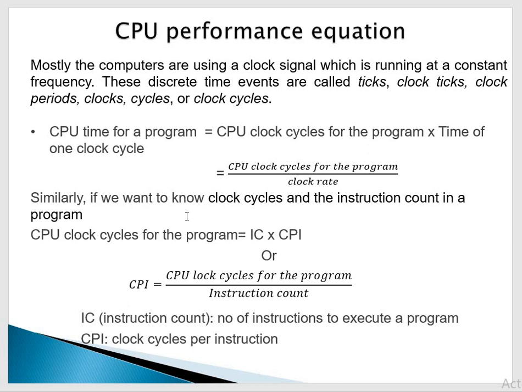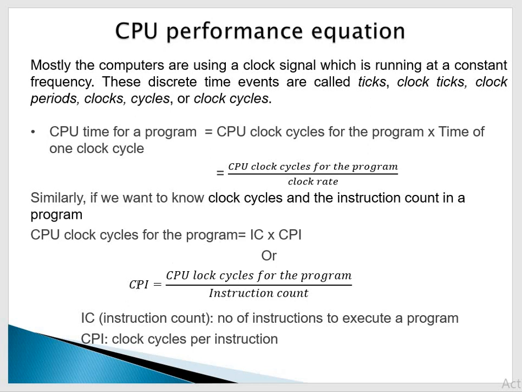So if we want to know the clock cycles and instruction count in a program, how can we calculate that? The CPU clock cycles in a program can be calculated by knowing how many instructions there are. IC is here the instruction count, the number of instructions. So how many instructions are there in that particular program, and the clock cycles per instruction, that is, the clock cycle count of one instruction. By getting the product of the number of instructions and clock cycles per instruction, we can calculate the clock cycles for a program.